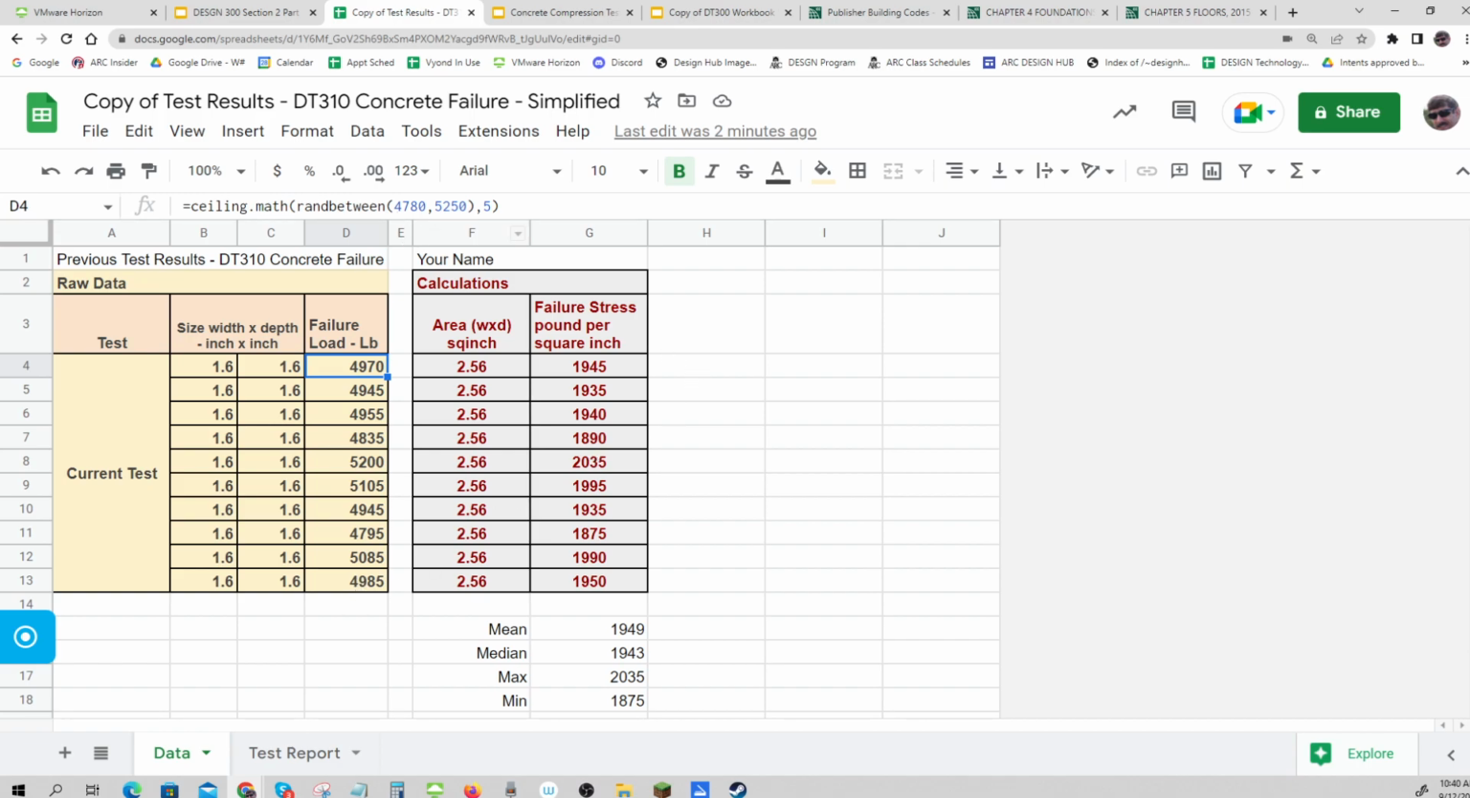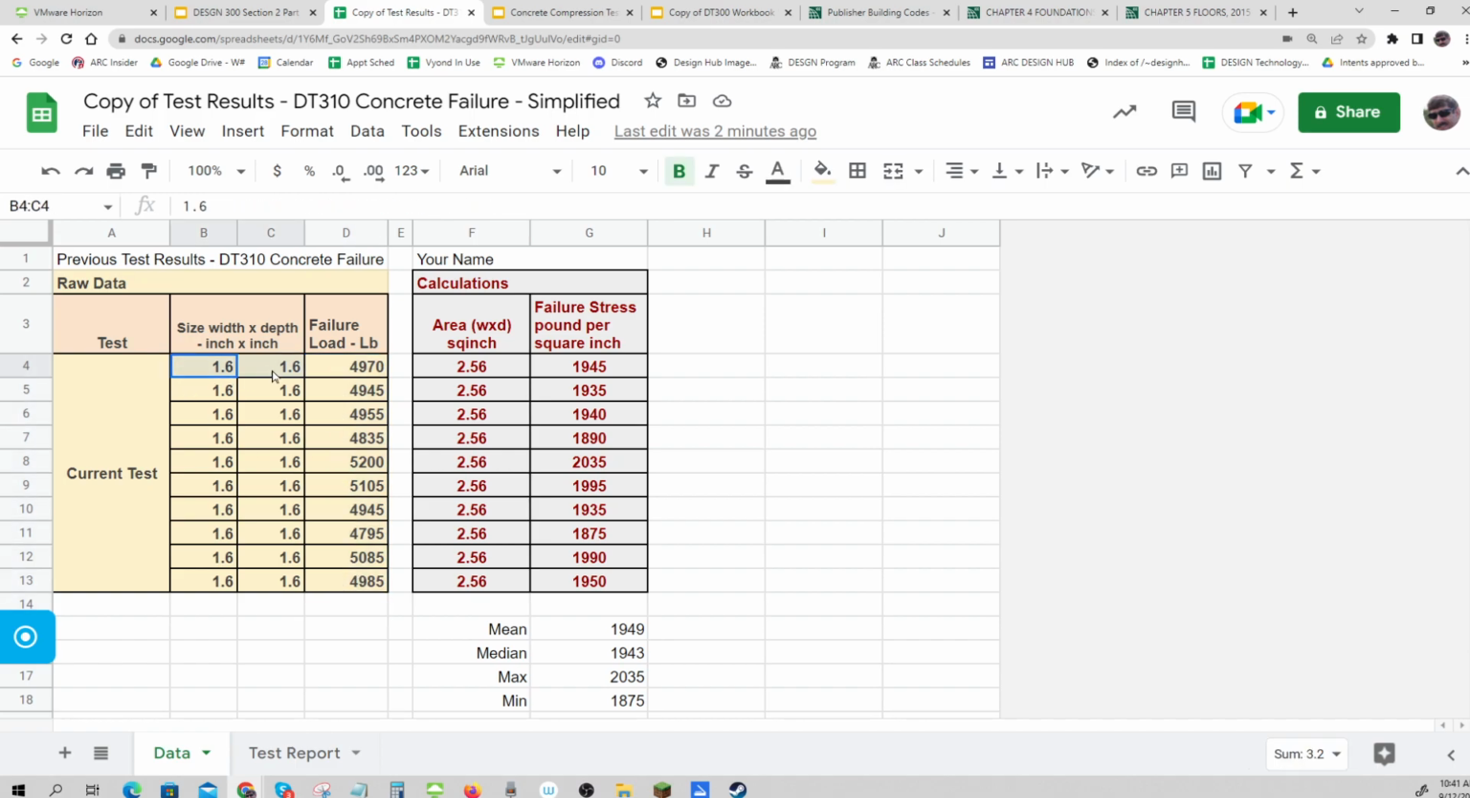Now, I'm making up the data. I did put in a high and a low in this range from what the data actually was on our test. And then I rounded it up to the nearest 5. Okay, so whatever the value was, I went up to the nearest 5. So that's how I got these numbers for you. Okay, so that's failure load.